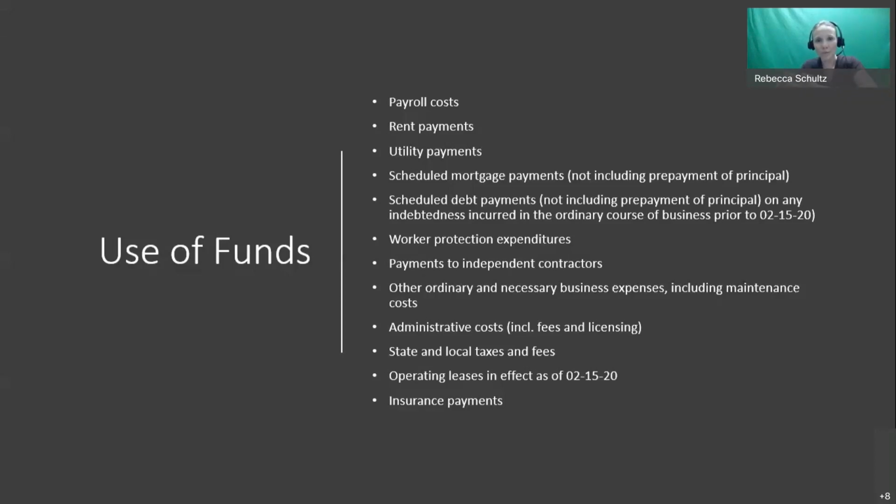Then you can use the rent payments, but you just can't go start or grow and do something new in the middle of the pandemic and use the disaster loan money to fund it. They'll call that growth rather than disaster. And then utility expenses. Scheduled mortgage payments for home-based businesses, as long as you are not doing any type of prepayment of principal on that. They don't want to see where you are taking disaster money and trying to benefit in the long run from it.